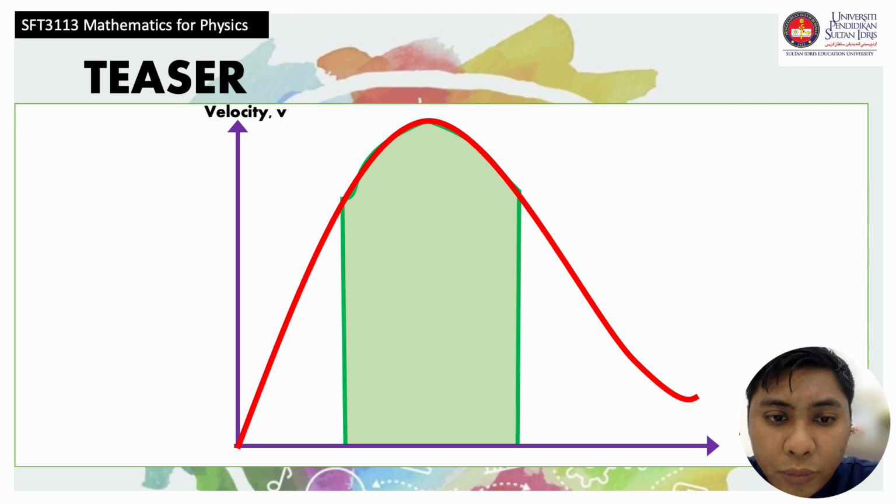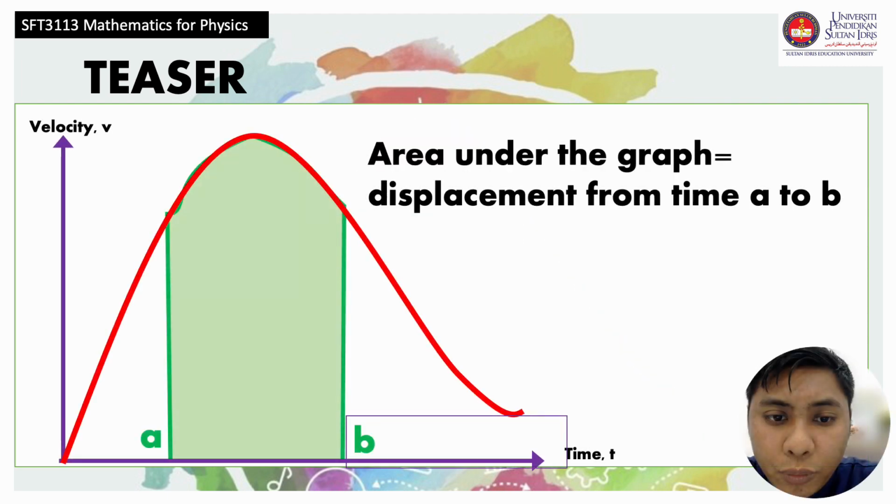So why do we want to find the area under the graph? Because usually we want to analyze. Usually it represents the displacement, right? The area represents displacement. So if you find the area under the graph, you will find the displacement.